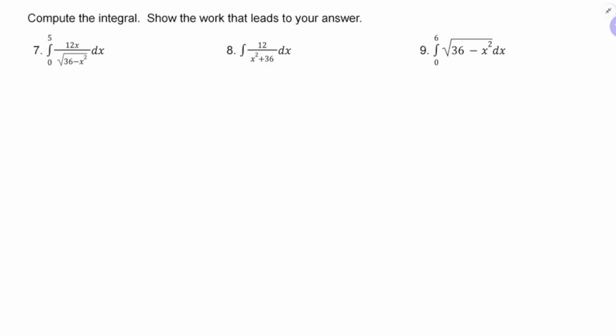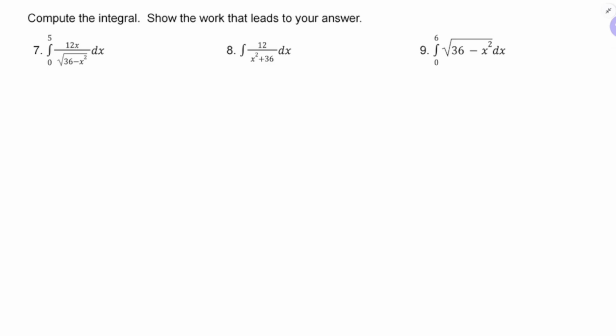Number 7 is still related to the other ones: 12x over the square root of 36 minus x squared. I think I had meant for this to be the integral from 0 to 6, but it says the integral from 0 to 5, so I'm going to stick with it. Since I've got the 36 minus x squared inside the square root in the denominator and the 12x in the numerator, that x is really in the way. It's not going to be related to arc sine.